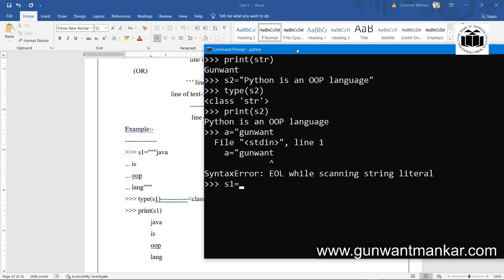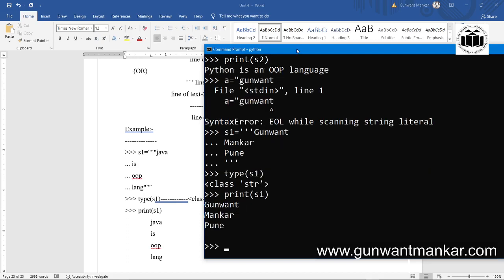s1 is equal to, first you start with single triple quote. Okay, then you can write here Gunwant, then space, here I am writing my name, that is Mankar. Okay, I am writing here Pune, that's it. If you want to close it, you can close it using the single triple quote. Now, is s1 stored or not, let us check here. Type of s1, and print s1. Okay, is it storing properly, Gunwant Mankar Pune. Okay, properly we are storing.